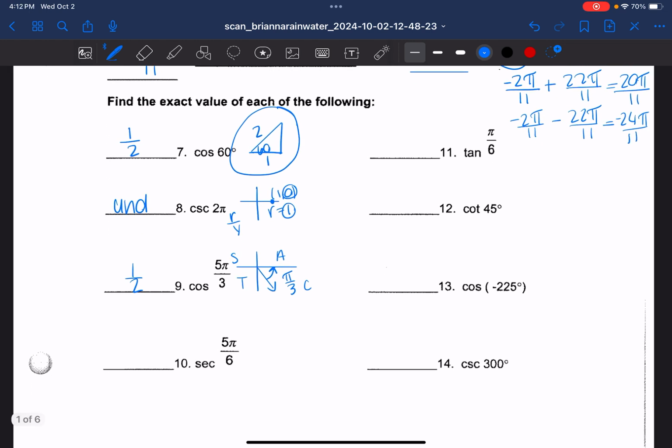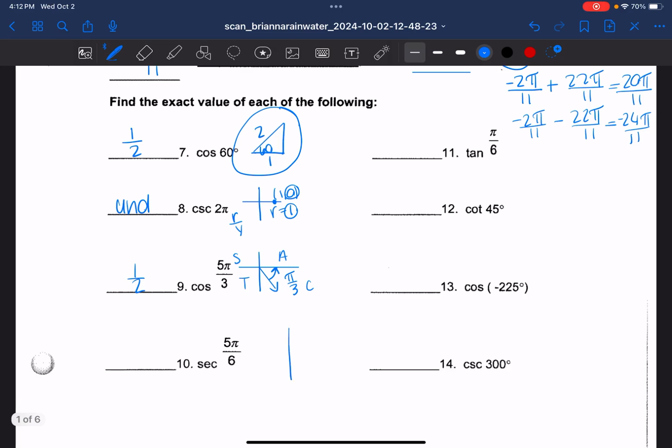They asked for secant of 5 pi 6. 5 pi 6 is in quadrant 2.